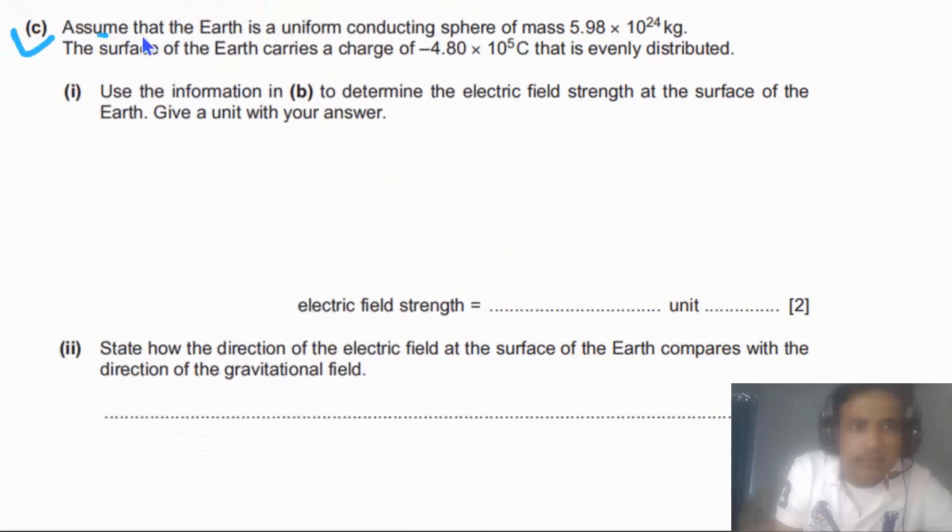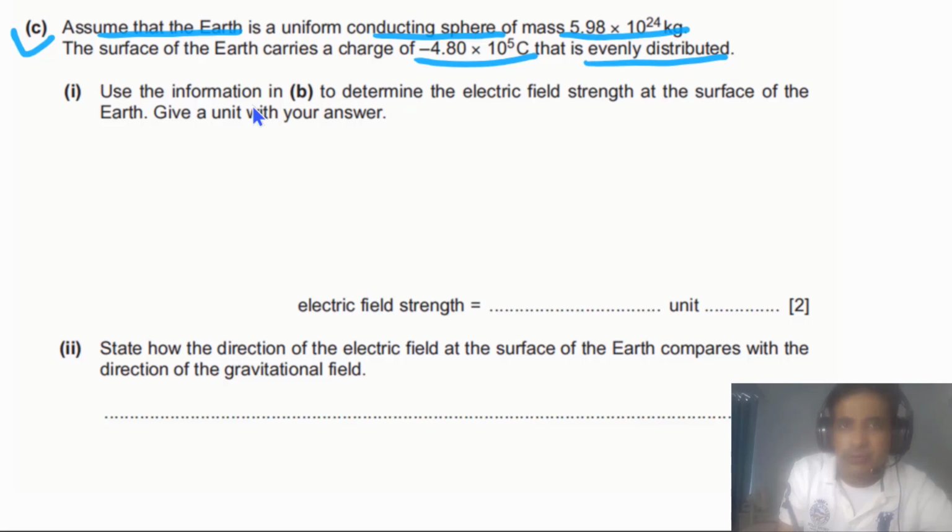Part C says, assume that the earth is a uniform conducting sphere of mass 5.98 times 10 to 24 kgs. The surface of the earth carries a charge of negative 4.80 times 10 to 5 coulombs that is evenly distributed. Use the information in B to determine the electric field at the surface of the planet. Give a unit with your answer.